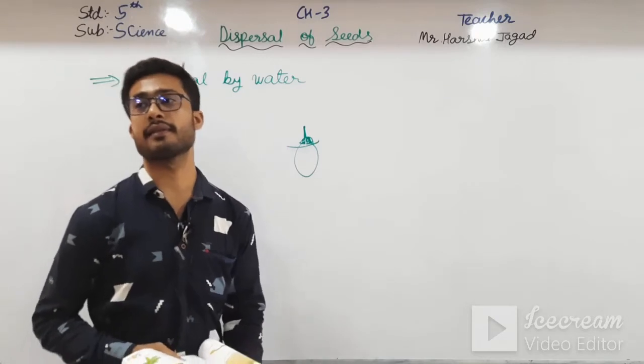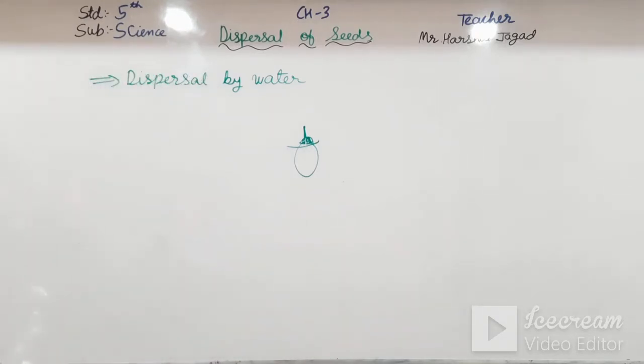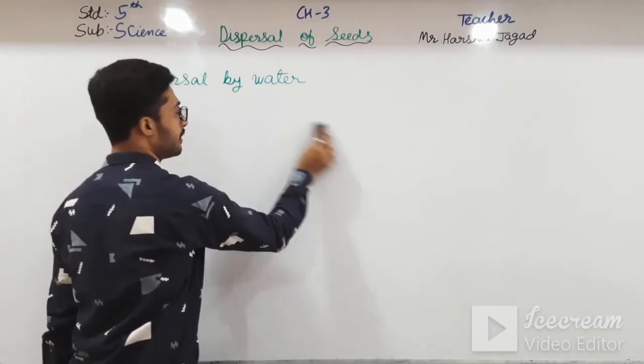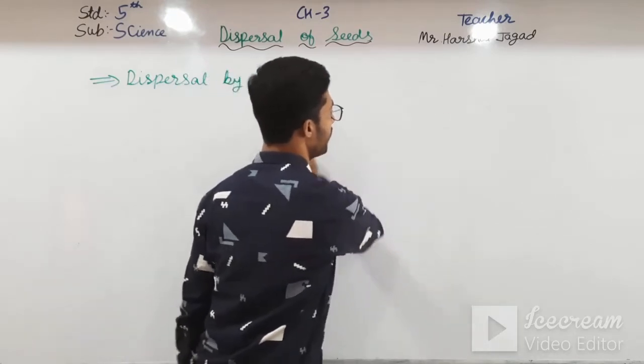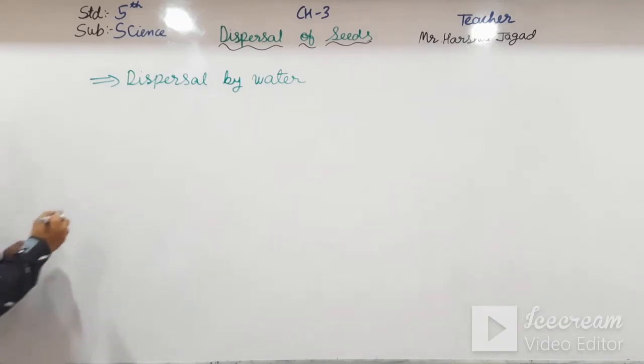Okay students, this is the dispersal by water. Now we will go further to the dispersal by animals, birds and human beings. Okay students, and then after that we will complete the chapter. See here, now going further to dispersal by animals, birds and human beings.